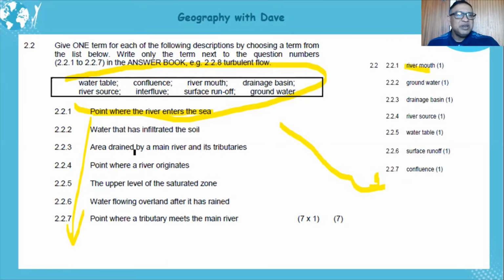Worked it out. Water that has infiltrated the soil, you know, infiltrated, gone into the ground. Groundwater. An area drained by a main river and its tributaries. There it is there. All right.